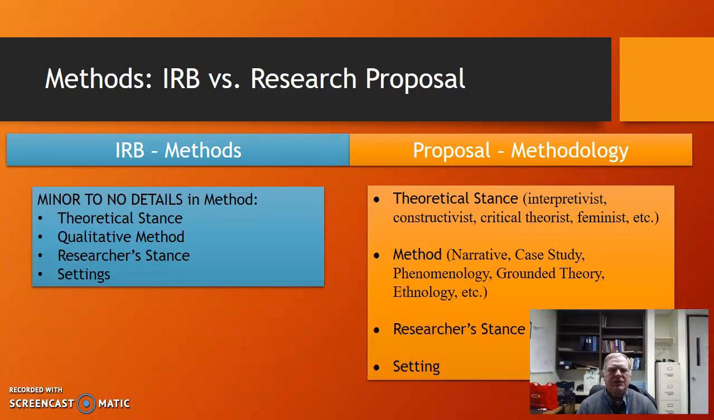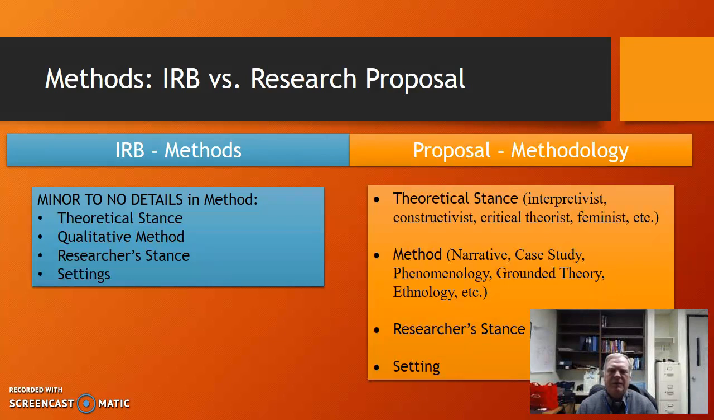In the methods section, there you would have maybe a sentence or two at the most about your theoretical stance and the method, qualitative method you'll use, and you as a researcher and the setting. Yeah, not very much at all, and it goes as part of that purpose statement at the very beginning, the justification, or in the method, I'm sorry.